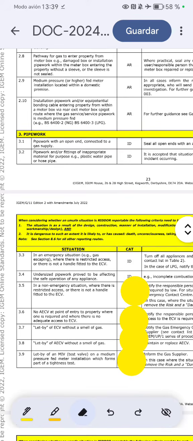All right. 3.5. In a non-emergency situation where there is restricted access or there is not a handle fitted on the ECV. No handle. In an emergency where there is restricted access or there is not a handle. ID again. Is that always that at risk? No handle on an ECV. That's got to be ID, surely. No, at risk. No. Oh, no.